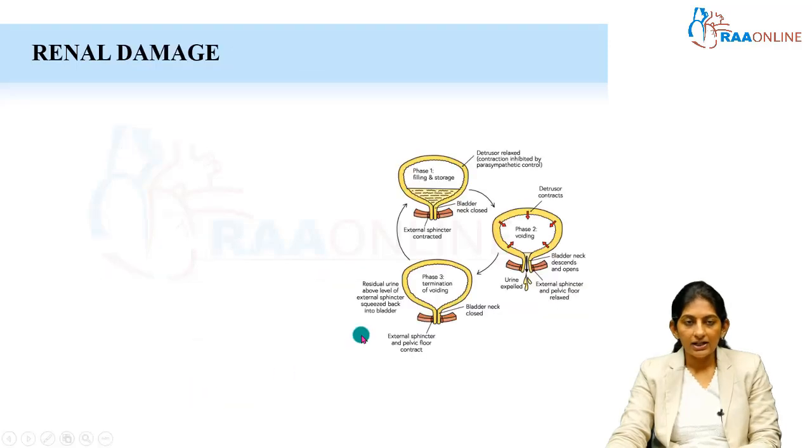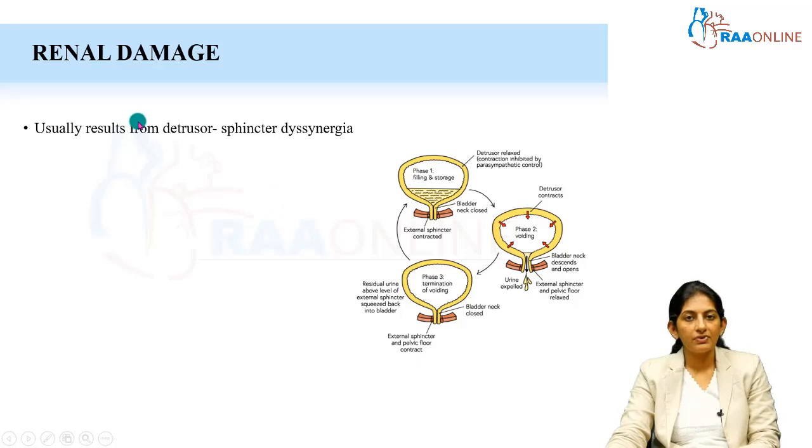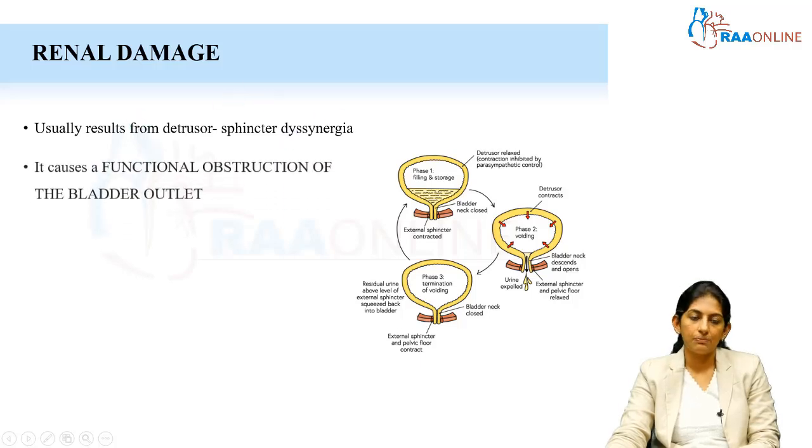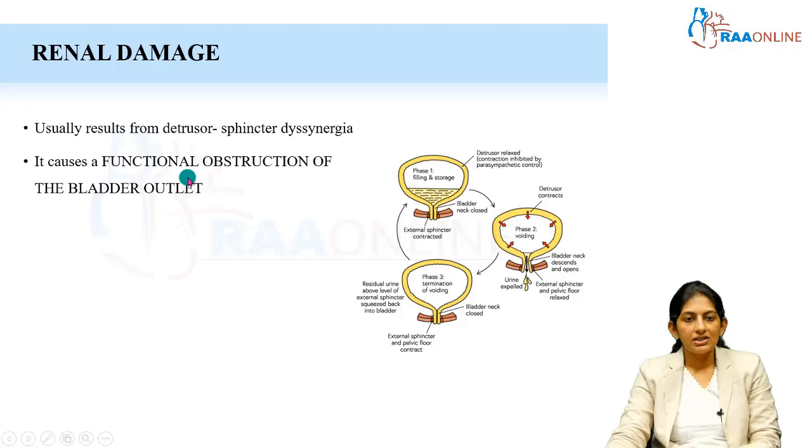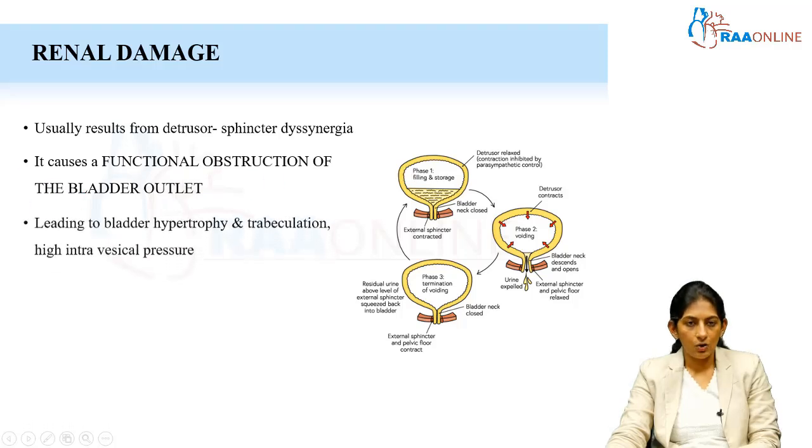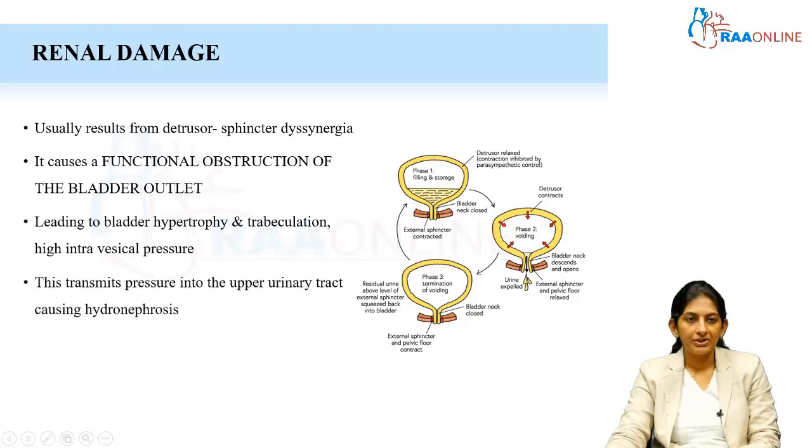So, a neuropathic bladder is more prone to renal damage, especially because of the detrusor sphincter dyssynergia. Because of this, there is a functional obstruction of the bladder outlet and the bladder can go for hypertrophy, trabeculations and a high intravesical pressure. So, pressure will be built up in the bladder and this will get transmitted into the upper urinary tract causing hydronephrosis.